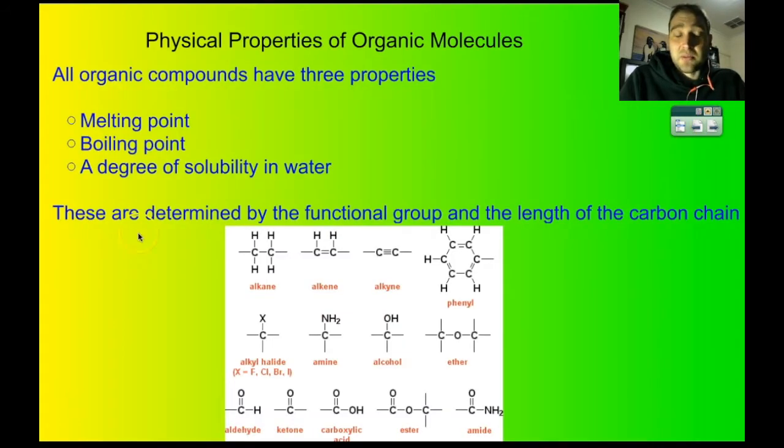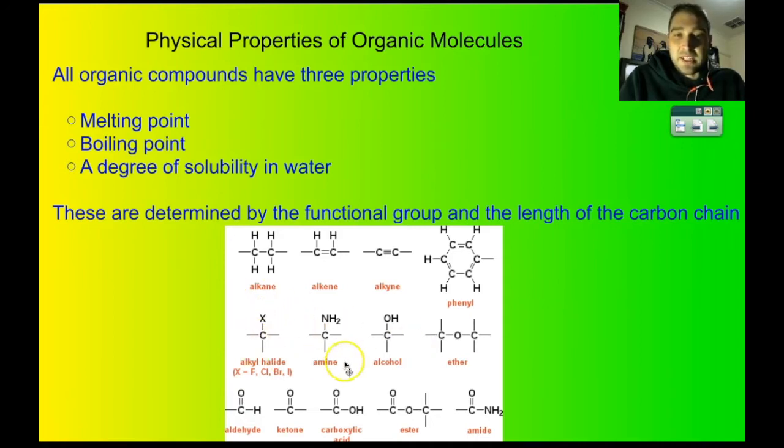So we're looking at physical properties, specifically melting and boiling points and degree of solubility in water. We're really going to focus mainly on boiling point and solubility. So all three of these factors are affected by how long the carbon chain is and also what functional groups are present in the organic compound.